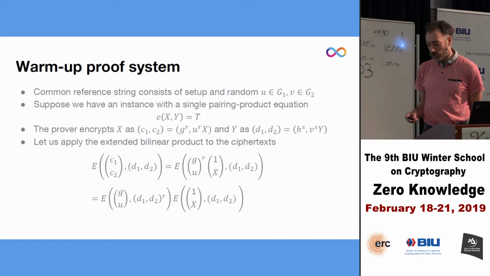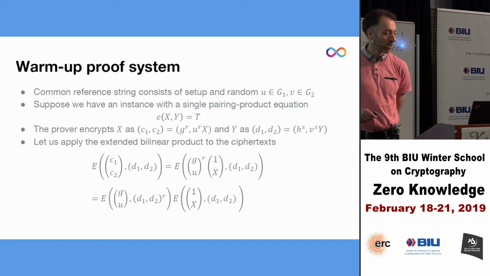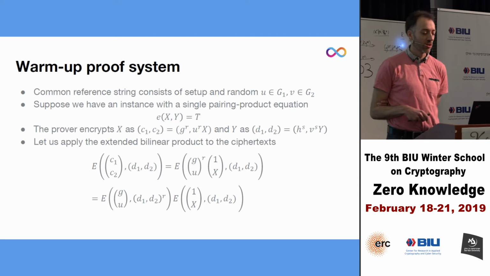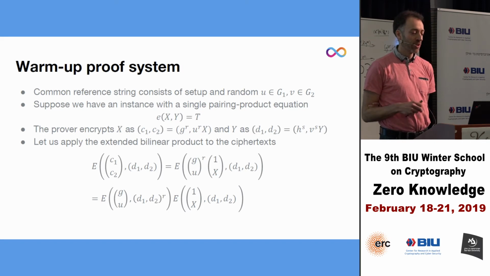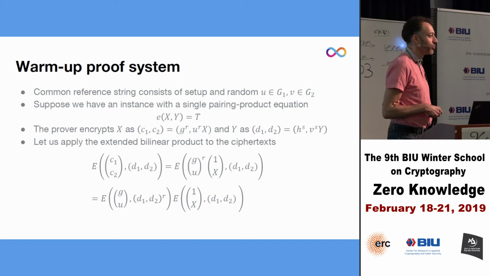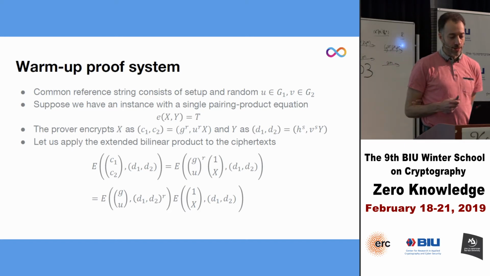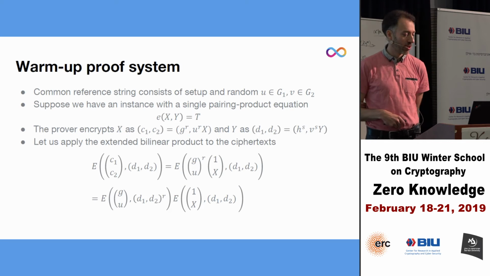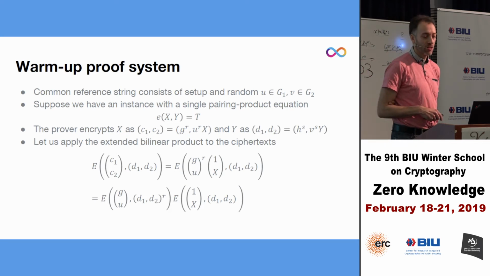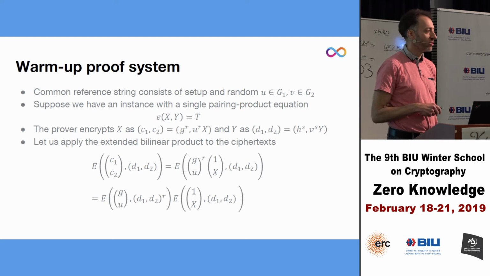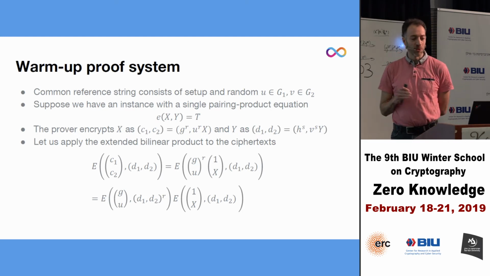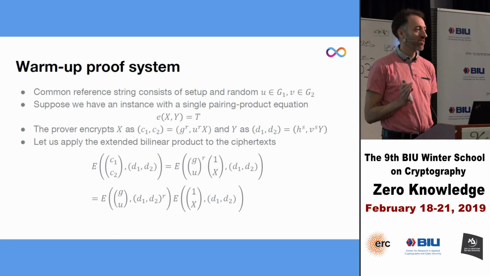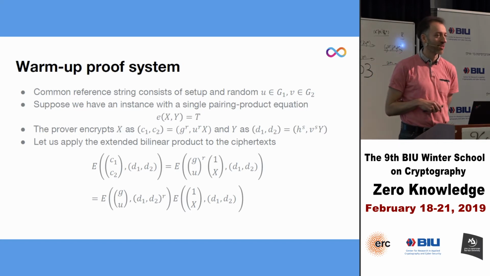Okay, so now we're ready for a warm-up proof system. The common reference string will have the setup, so G and H in particular, and also a couple of random group elements, U in source group 1 and V in source group 2. I'll start with just a very simple instance, a single pairing product equation. It pairs unknowns x and y, and the claim is that it gives us some target t. As I said before, when we want zero knowledge, this target actually has to be 1, but at this stage I'm not concerned about privacy, and it works for any general t.